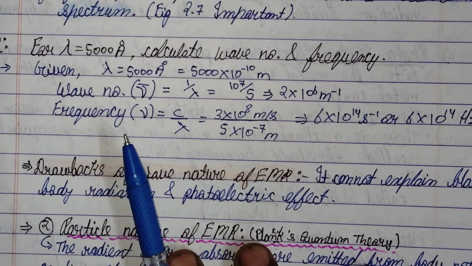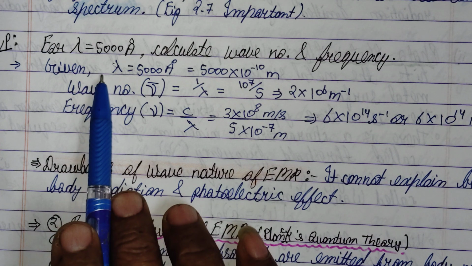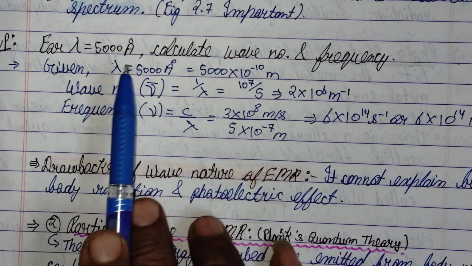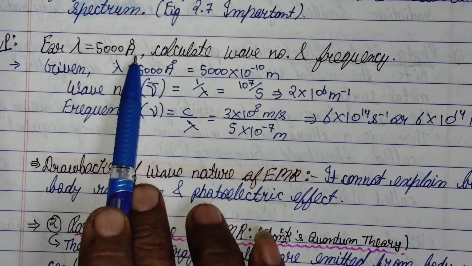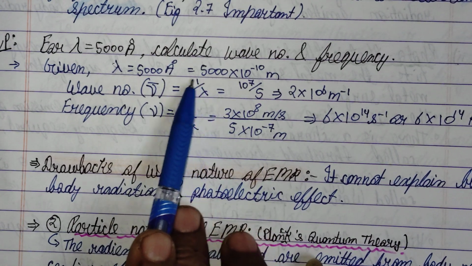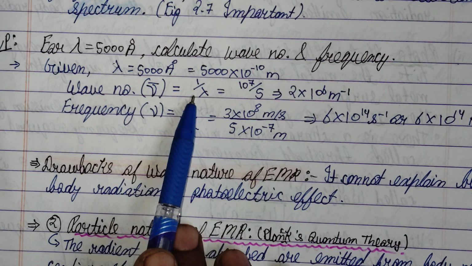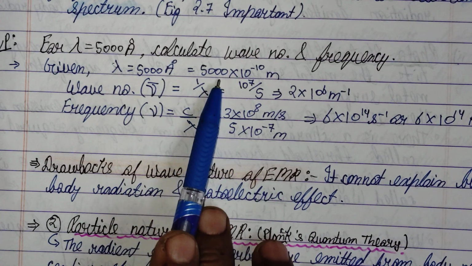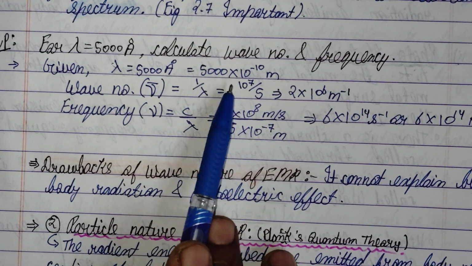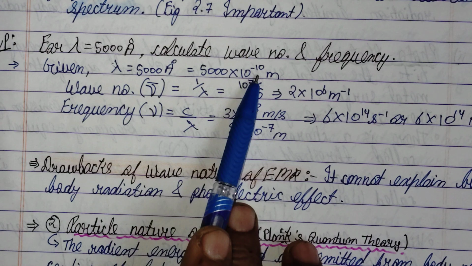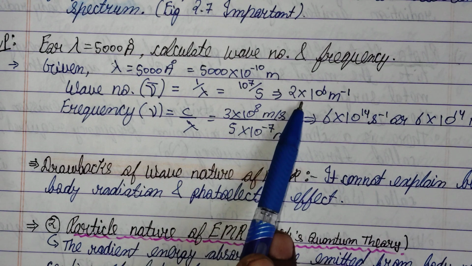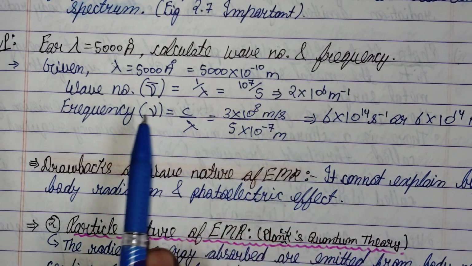Next is a very important numerical. Wavelength 5000 angstrom, calculate wave number and frequency. So wavelength given 5000 angstrom, convert into meter. So 10 power minus 10 we multiply with 5000. Now wave number is 1 by lambda. Wavelength is written in the denominator, so 10 power 10 comes in the numerator and 5000 is in the denominator. So after solution it gives 2 into 10 power 6 per meter.